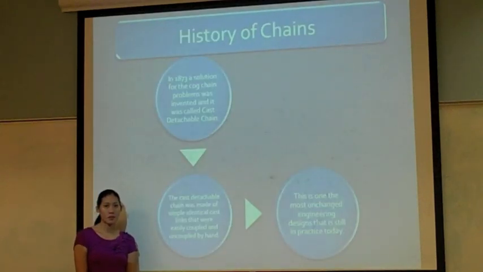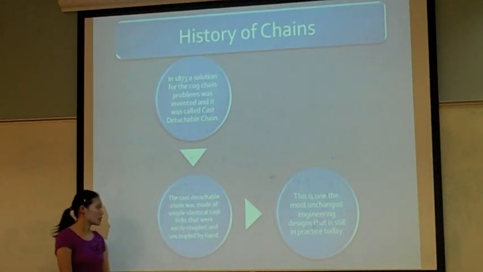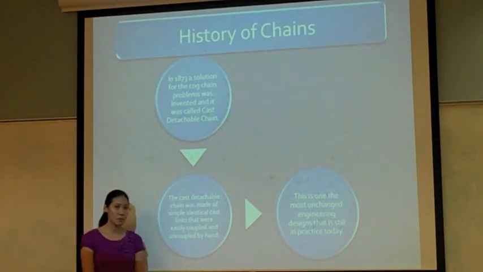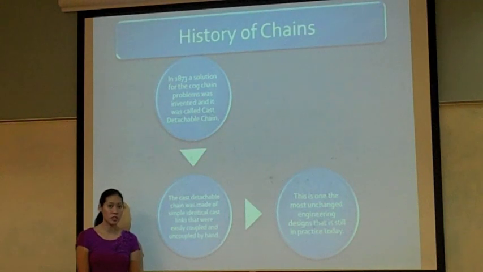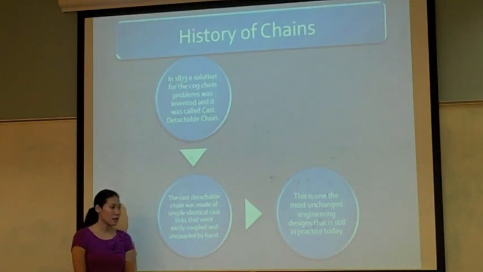In 1873, a solution for the cog chain was developed. It is called the cast detachable chain. The cast detachable chain is made of simple identical cast links that are easily coupled and uncoupled by hand if the chain is broken. Since then, the designs have been mostly unchanged in this field, since they are simple and practical. Now Josanne will speak about engineering class chains.